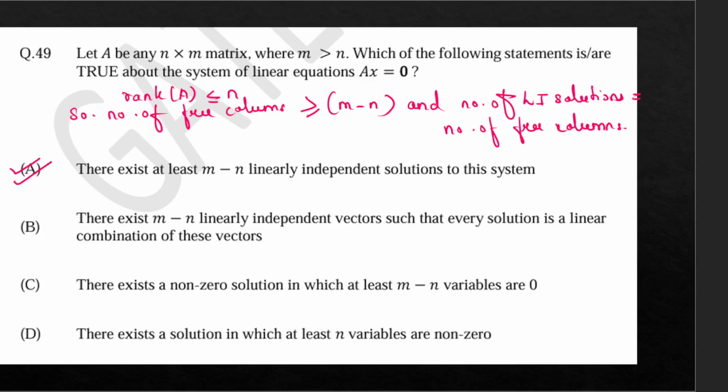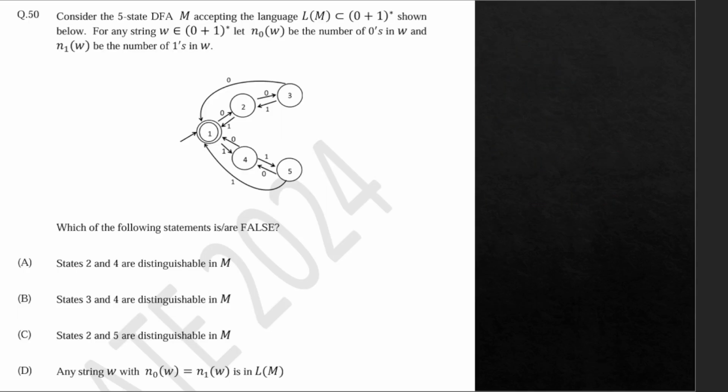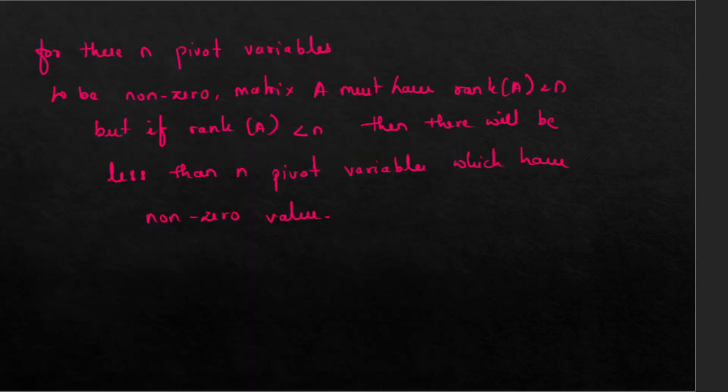Okay, so I will be writing a few points and these are very important ones. So please listen carefully. The alternate solution for this one only. So I'm writing a few points.